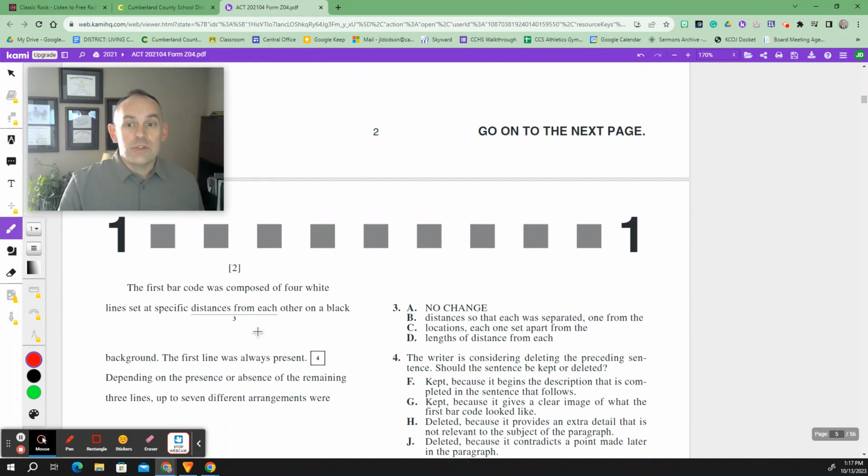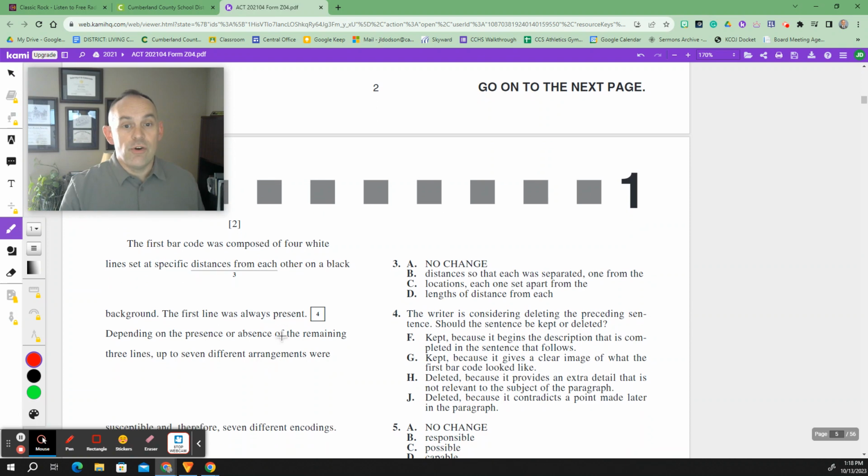The first barcode was composed of 4 white lines set at specific distances from each other on a black background. Now look at your choices. You've got distances as the first word. You've got distances, locations, and lengths. Distances from each, versus distances so that each was separated one from the other. Locations, each one set apart from the other, or lengths of distance.